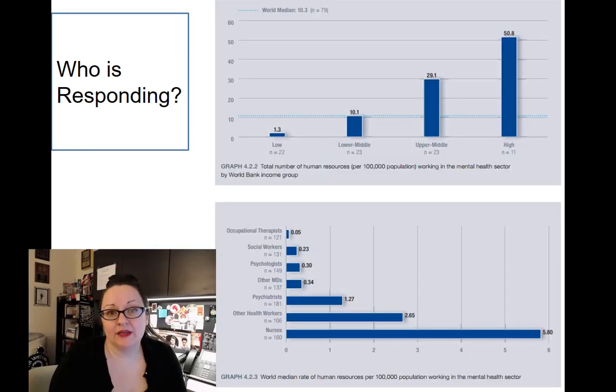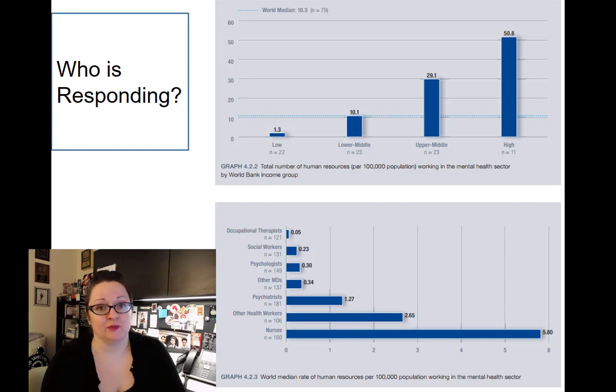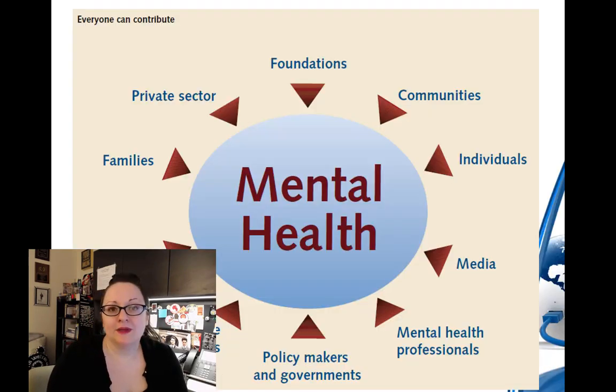From this slide, again, you can see that nurses are the primary responders, but you can also see that the number of mental health professionals dramatically increases as the income of the country goes up as well. This further points out the intersection of poverty. But here's the thing, it doesn't just have to be nurses. Everyone can contribute to increasing global mental health awareness and working towards providing solutions for people who need it.